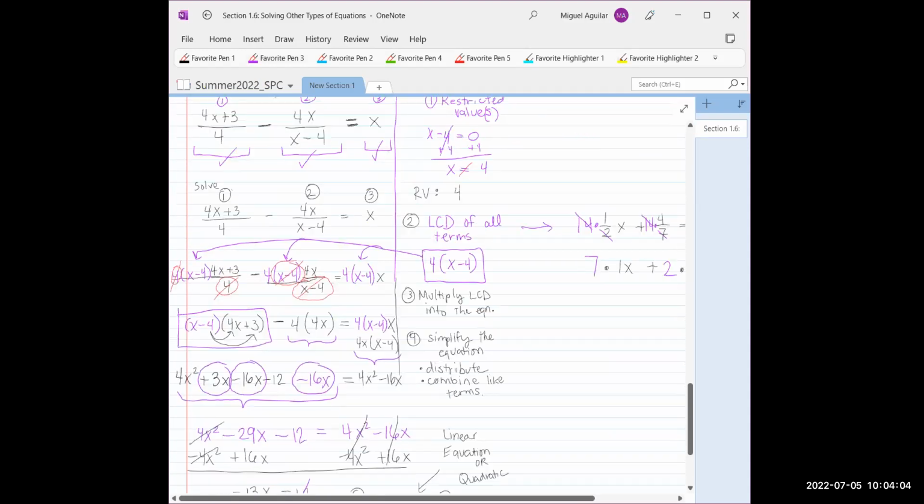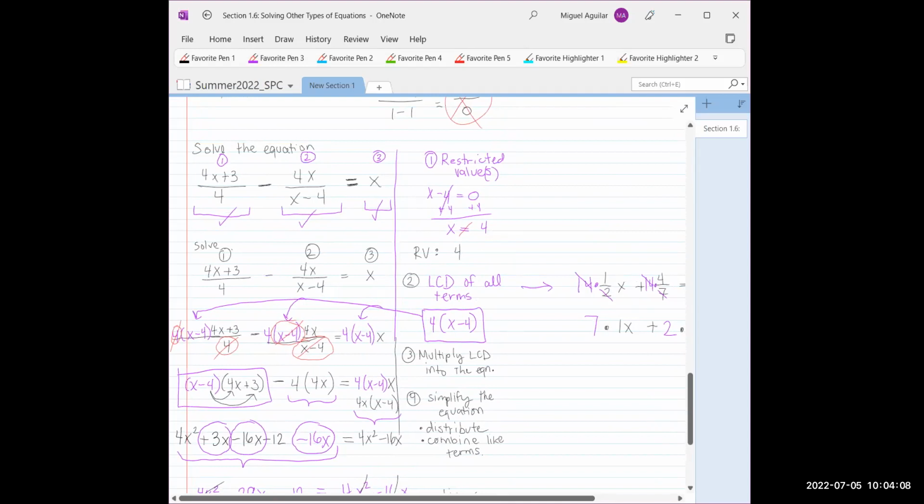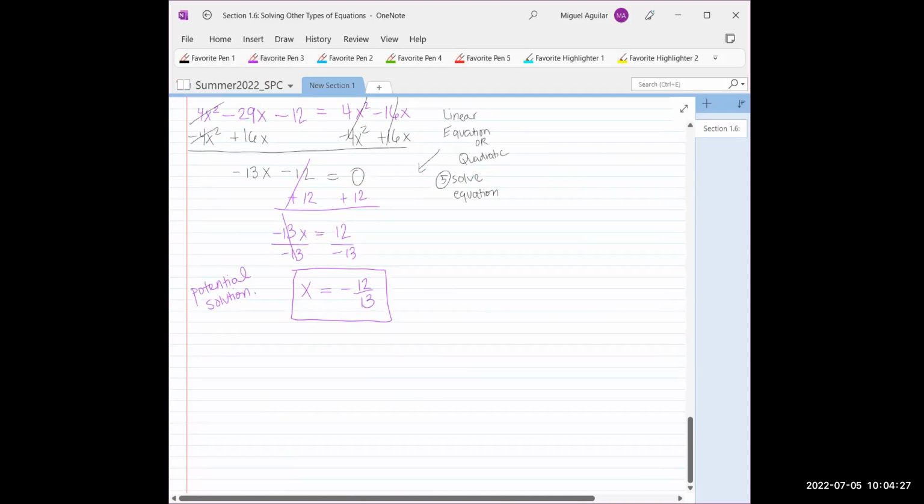Okay, the first thing that we did was ask ourselves, what is the restricted value, or what is the set of restricted values for this equation? And we said that our restricted value is 4. So if our restricted value is 4, we can say that this cannot be a solution. Okay, based on all the work that we did, we got the solution negative 12 over 13. Is that a restricted value?